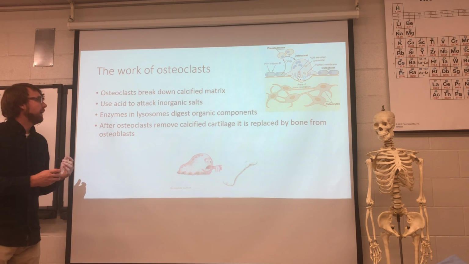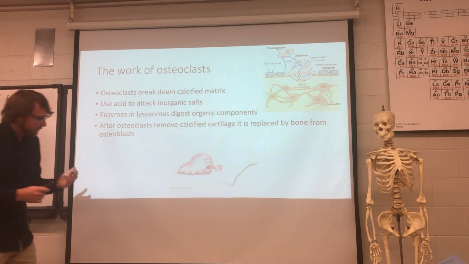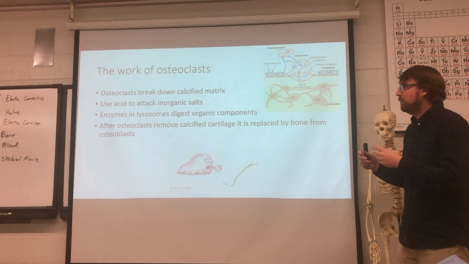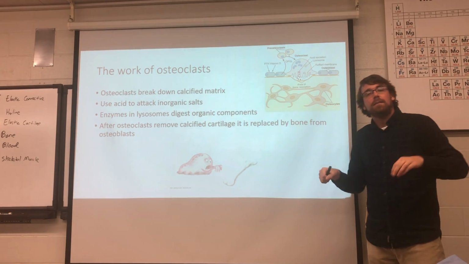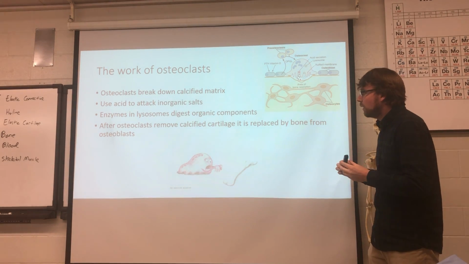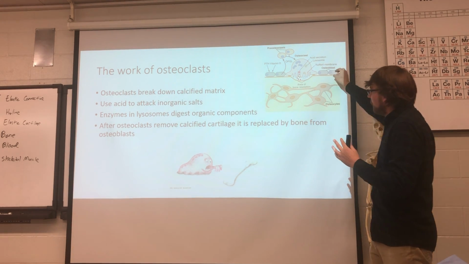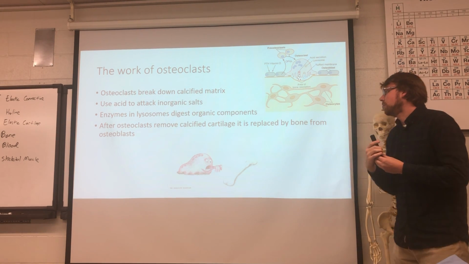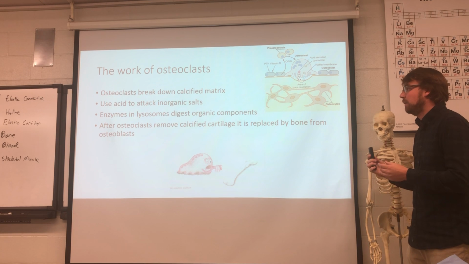So this is done by a cell type called the osteoclast. The osteoclast, osteo refers to bone, clast refers to breaking. So they break down calcified matrix. They don't do this by physical breaking, they do this chemically, using enzymes and acid to dissolve the calcified bone matrix. So they use acid to attack inorganic salts, they use enzymes and lysosomes to digest organic components.